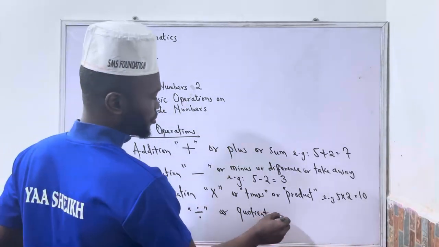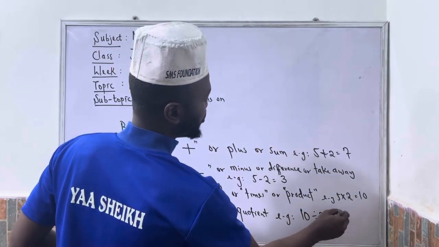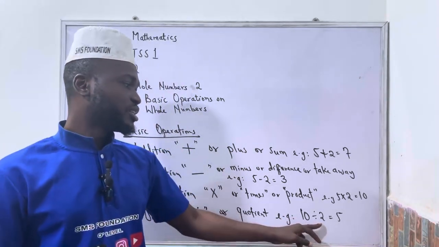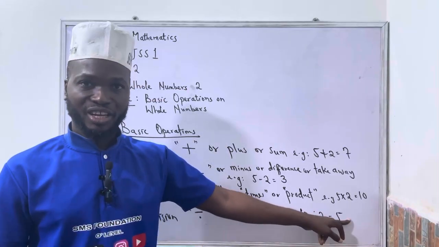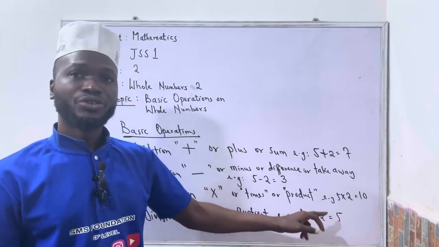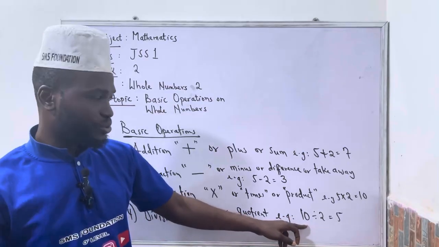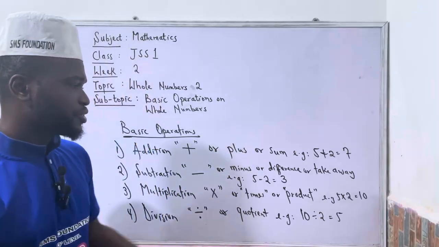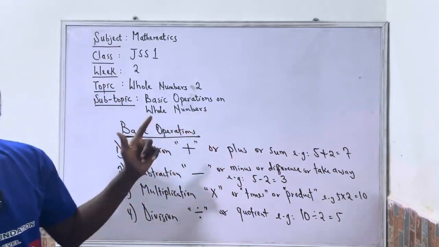For example, I can have 10 divided by 2, which will give me 5. 10 divided by 2 simply means how many times can I add 2 to itself to get to 10? That will be 5 times. Or how many times can I subtract 2 from 10 to get to 0? That means I'll go 5 times, so that my result will be 0. So these are the basic operations on whole numbers.